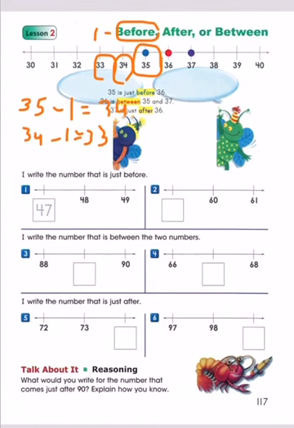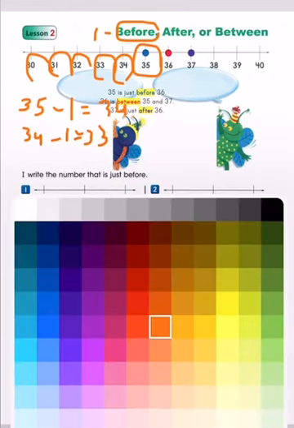The number before 33 is 32. One number before 32 is 31. One number before 31 is 30. This is about before. We can say the number that we have minus 1.